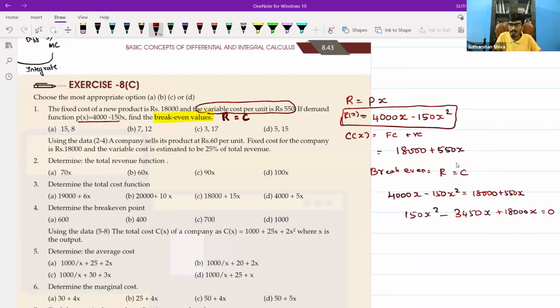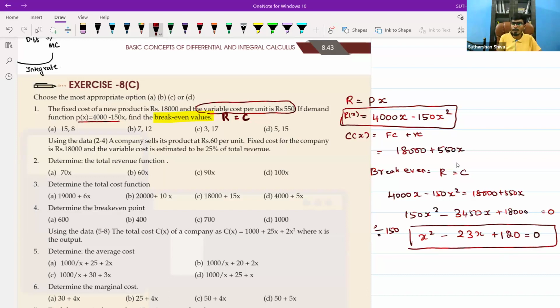If I further cancel by 150, it becomes X square, then 3,450 divided by 150, which is 23X. Dividing the equation by 150, I get X square, then 18,000 divided by 150, which gives 120. So it is X square minus 23X plus 120 equal to 0. This is the equation.